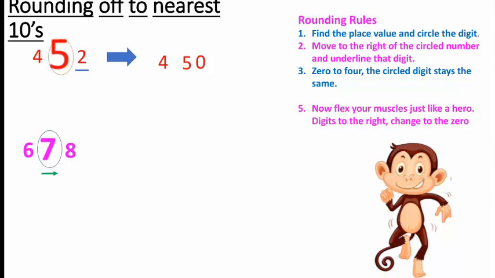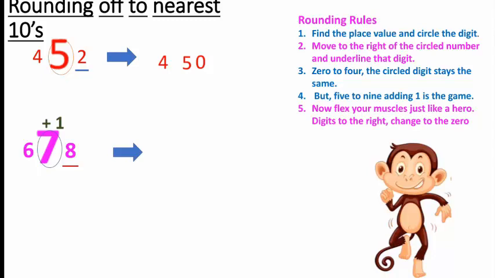Then we'll move to the next door digit. Clear? After getting the next door digit, we have to underline that particular next door digit. Understood? After that, we have to do the comparison whether this underlined digit is equal to 5 or greater than 5. If it is equal to 5 or greater than 5, we need to add 1 to the circled digit. Clear? So let us see how the rounding off we will get for this given number.